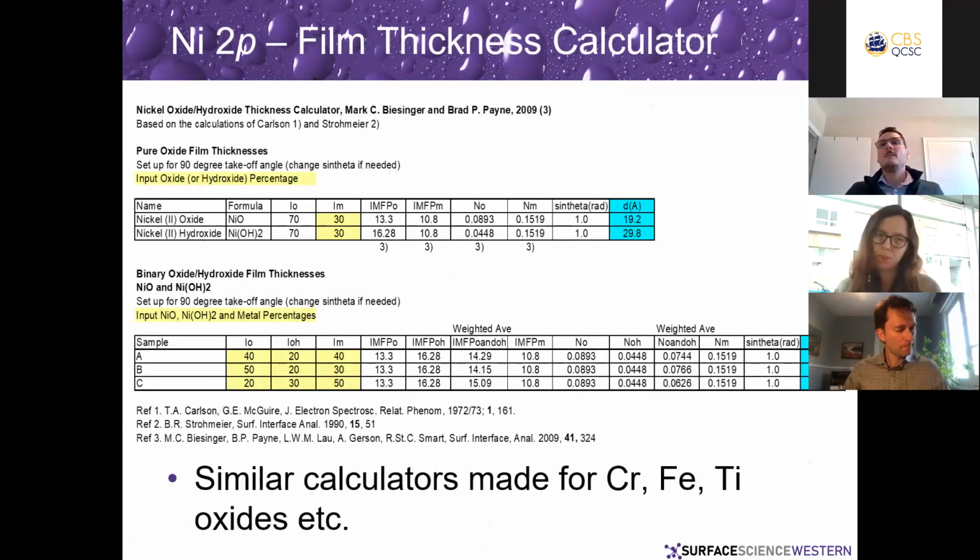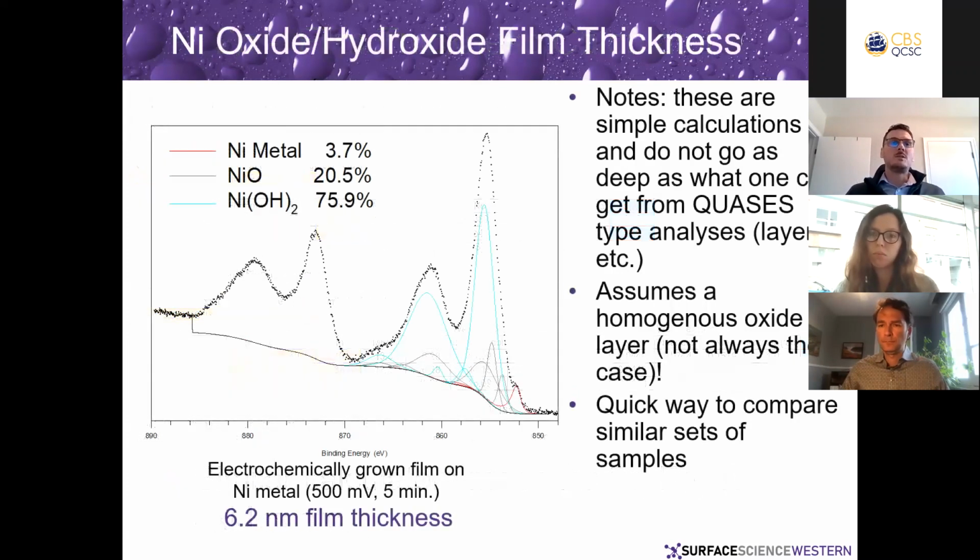And we've made calculators where you can just plug that information in and pop out how thick your oxide is. It does have some assumptions. So for example, this one here measures out to about a 6.2 nanometer oxide and hydroxide film thickness. These types of calculations assume a homogeneous oxide layer, which is certainly not always the case, but it is a quick way to compare a series of samples.